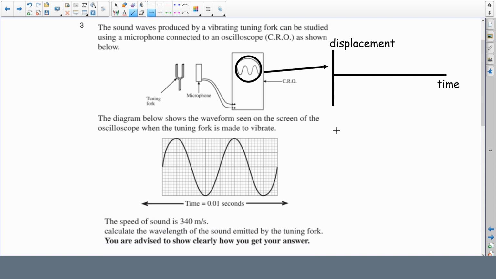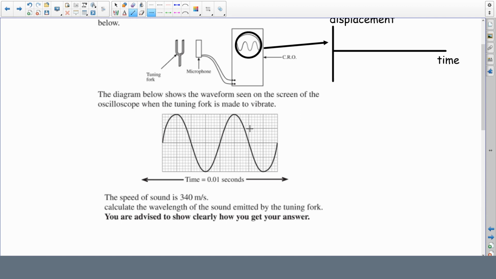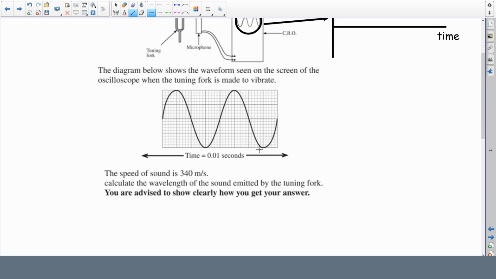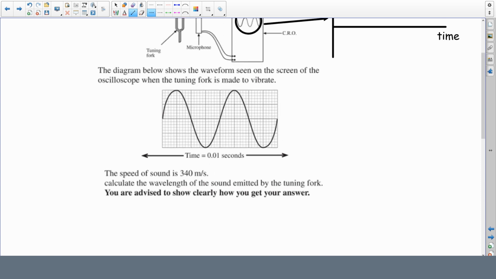Okay, so let's see. The diagram below shows the waveform seen on the screen of the oscilloscope when the tuning fork is made to vibrate. And the time is equal to 0.01 seconds. I think the whole thing's meant to be 0.01 seconds here. It's not a particularly good copy. I'll just go and check that with my original that I've got lying about here. Yeah, it's not a good copy of that, but yeah, that whole thing's going to be 0.01 seconds. Otherwise, that would be horrible.